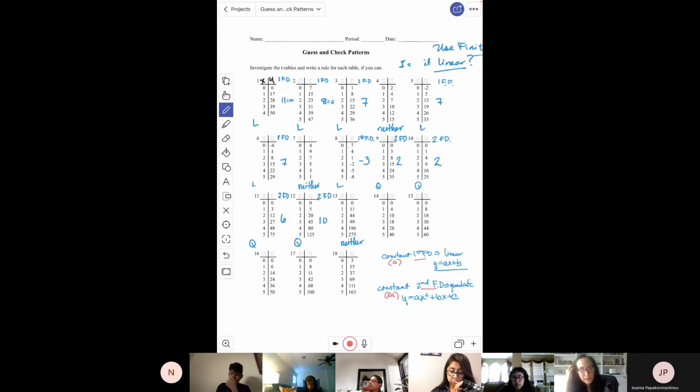Number 14, linear, quadratic, or neither? Quadratic. Excellent. And what is the second finite difference? 2. Beautiful. Number 15, linear, quadratic, or neither? Quadratic. And the second finite difference? 2. Beautiful. Number 16, linear, quadratic, or neither? Quadratic. And the second finite difference that you found? It was 2. Beautiful. Number 17, linear, quadratic, or neither?